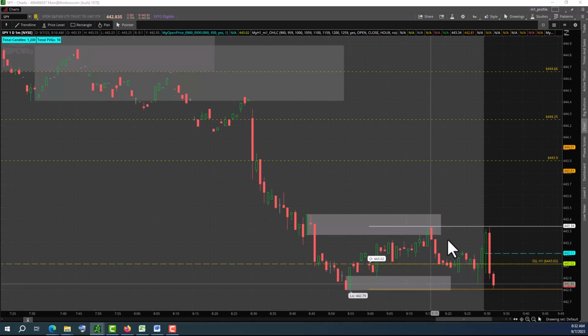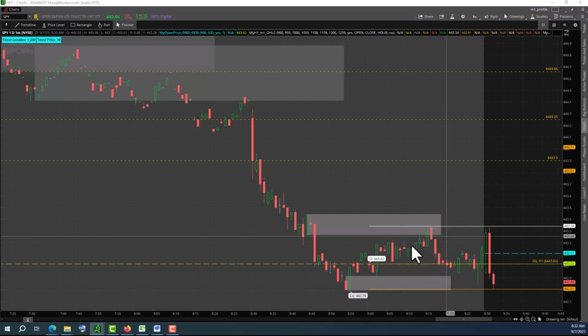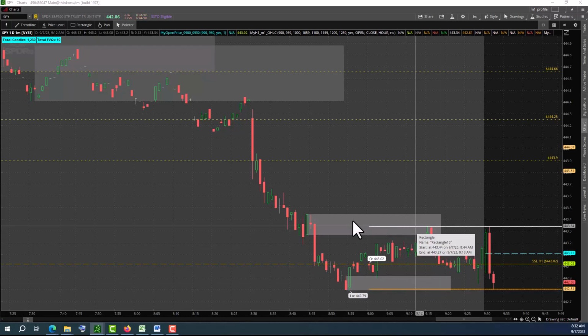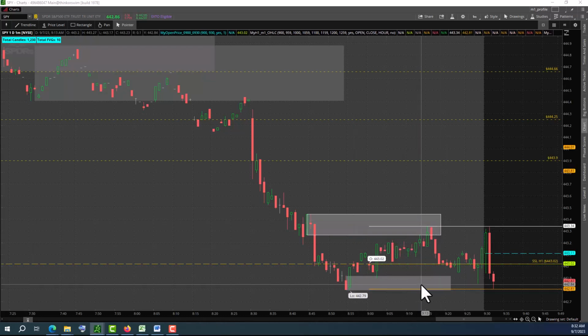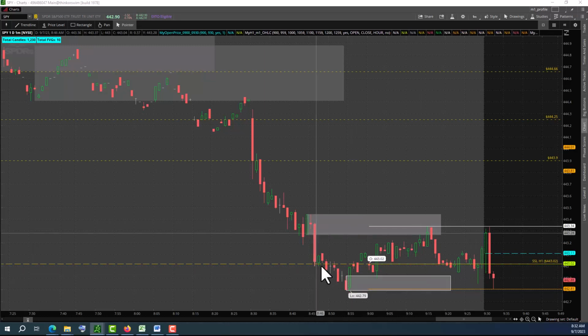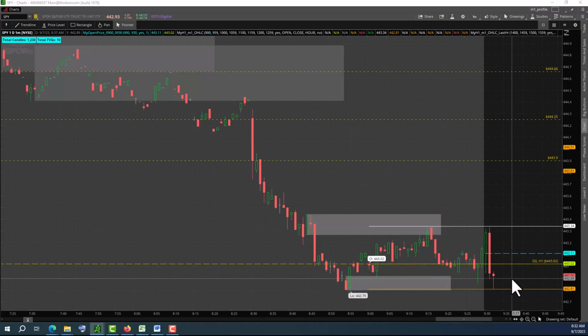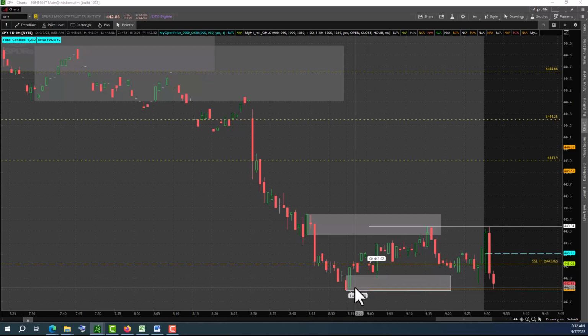So basically we have the range right here to see how it behaves. It's a range between the bearish order block and the bullish order block. You see both of them have a fair value gap right there. So we have the move down and the consolidation.